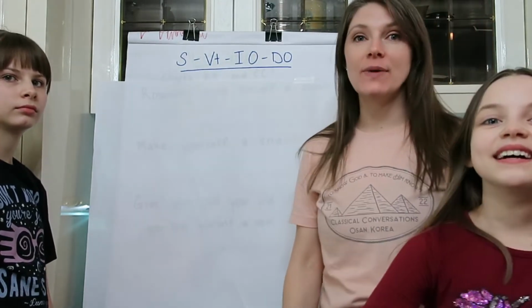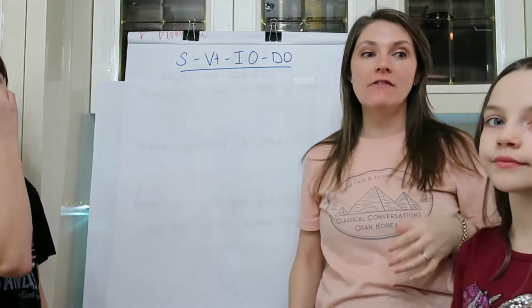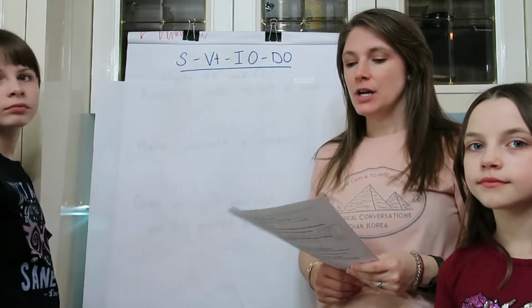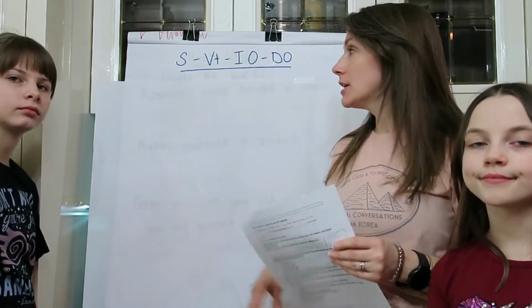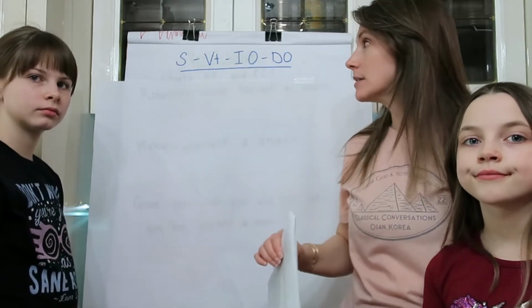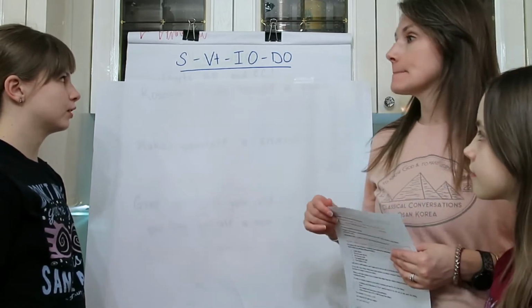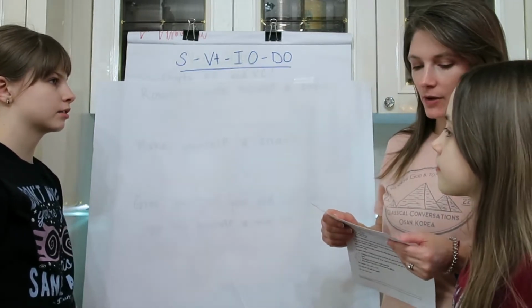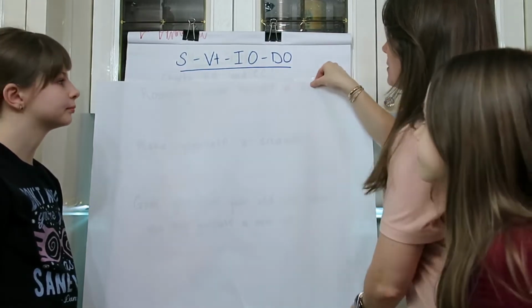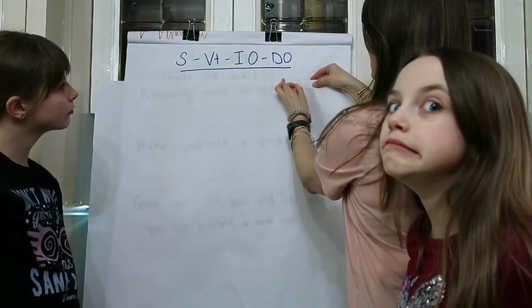So today we have some review information from last week. Last week was a lot of information, but today it's not quite as much stuff and it's not as new. So we're gonna review SVT-IODO sentences. Girls, what are the parts of SVT-IODO? Subject, verb, transitive, indirect object, direct object. Okay, good job. So we have an example of one of these sentences under here.